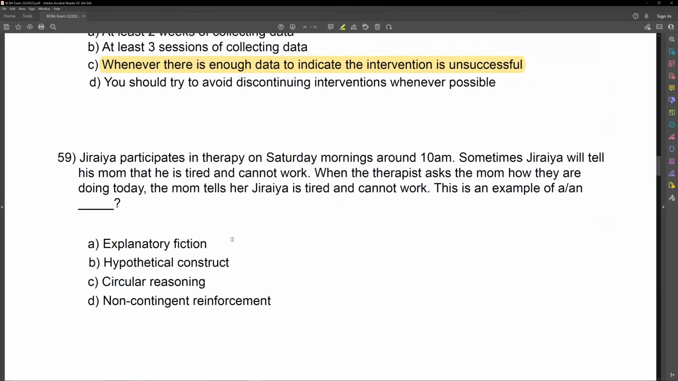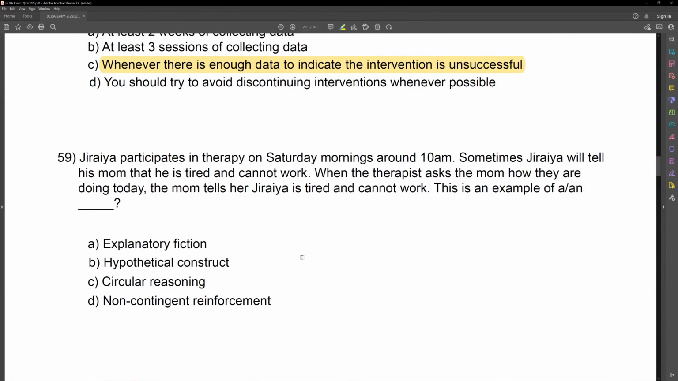Okay, if we're looking at our answer choices, this is a mentalism question. We have explanatory fictions, hypothetical constructs, and circular reasoning. We're not dealing with non-contingent reinforcement here, so we can eliminate D. So what kind of mentalism are we dealing with? Remember, we don't handle behavior in terms of mentalisms in ABA, okay? Now, commonly, behaviorism is a branch of psychology, but we're not concerned with the mental aspect. We're concerned with what? Things we can observe, things we can see.